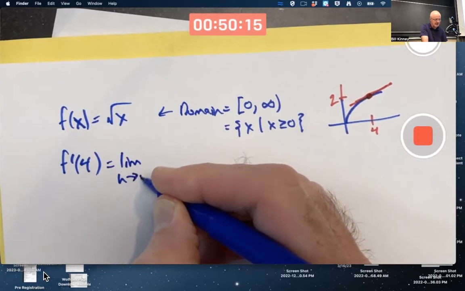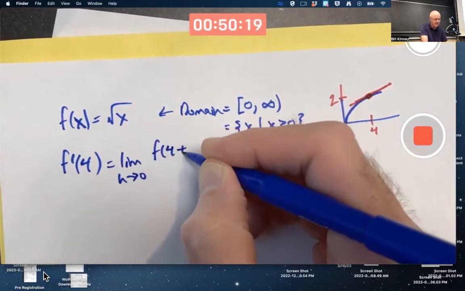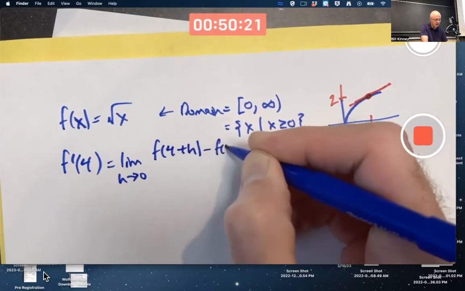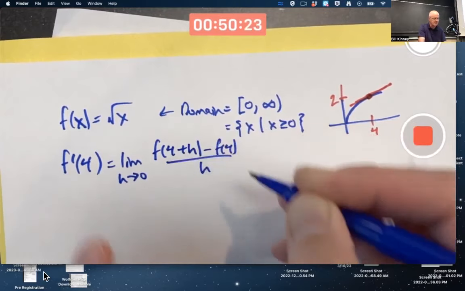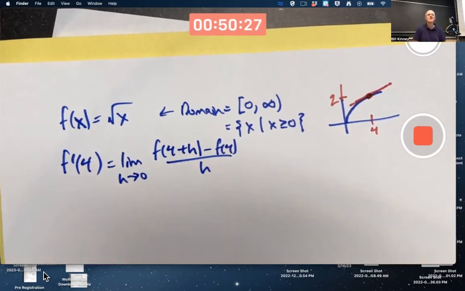It's always this kind of limit. The limit as h goes to 0 of f of 4 plus h minus f of 4 divided by h. The fact that I'm using a 4 there means I need 4s here and here. What's h? It's just another letter. Why h? It's just traditional.